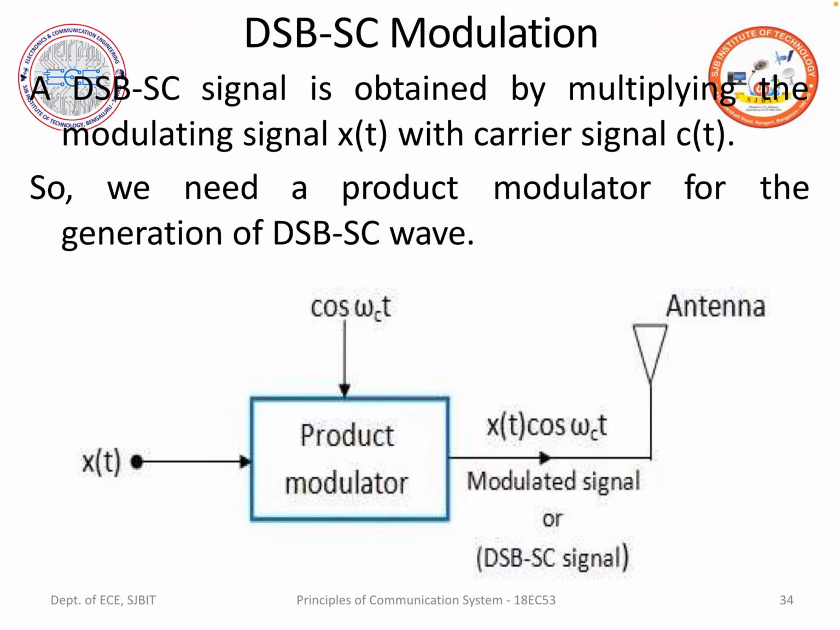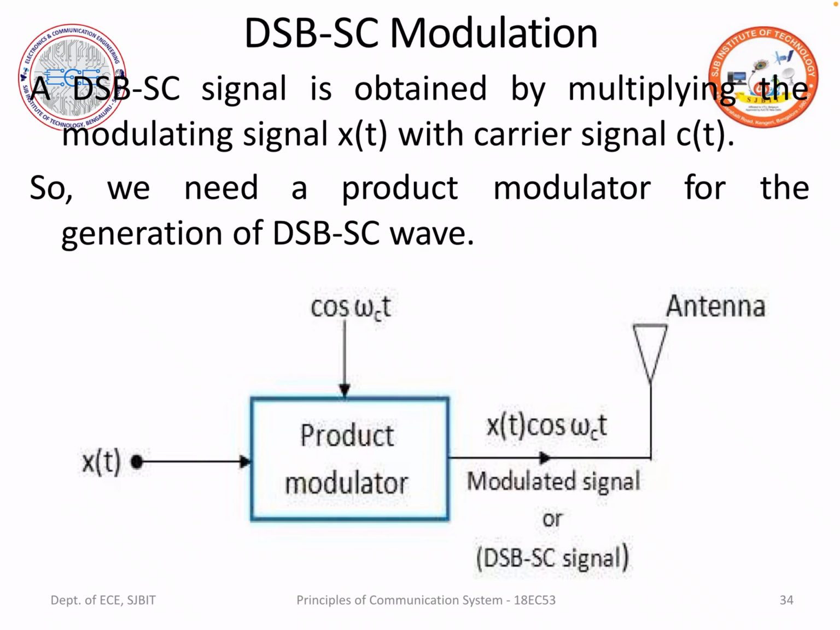Power wastage in the sense the total power transmitted by an AM wave is usually given by PT equals PC plus mu square by 4 PC plus mu square by 4 PC, nothing but PT equals PC plus P USB plus P LSB. PC is carrier power, USB is the upper sideband power, LSB is the lower sideband power.